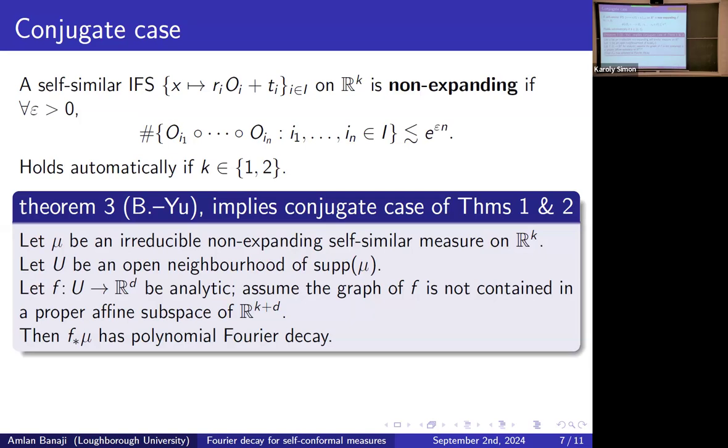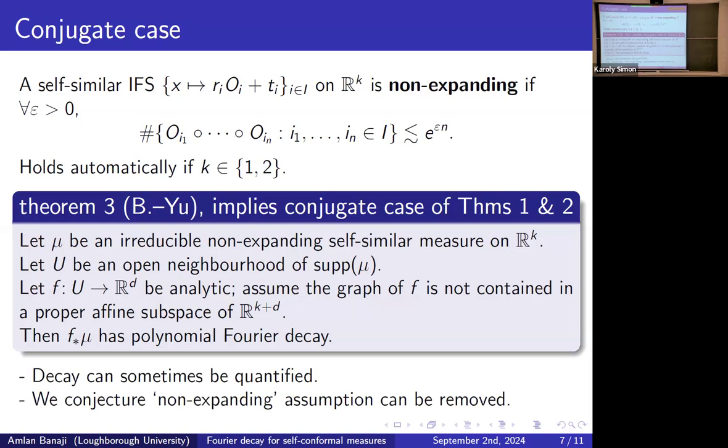Okay, so take an irreducible, non-expanding self-similar measure, and an analytic push forward of that by a map whose graph is not contained in a proper affine subspace. Then your push forward has polynomial Fourier decay. A couple of remarks about this: we've conjectured that this assumption of non-expanding can be removed, because if you don't have this non-expanding property, if anything, this might be likely to help you get Fourier decay, but the proof methods break down, so we can't prove that at the moment.